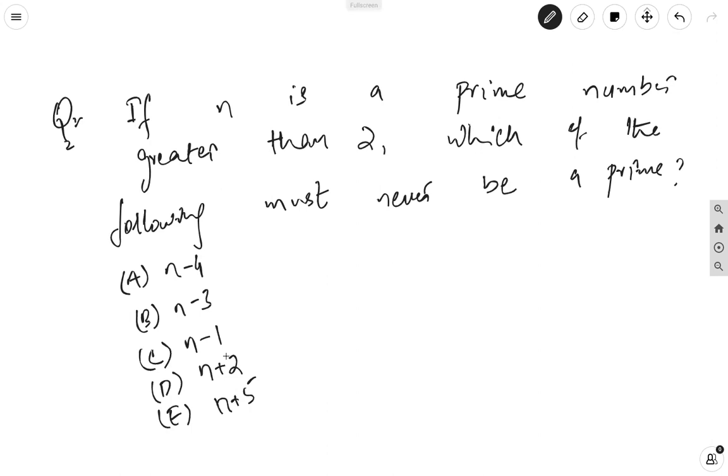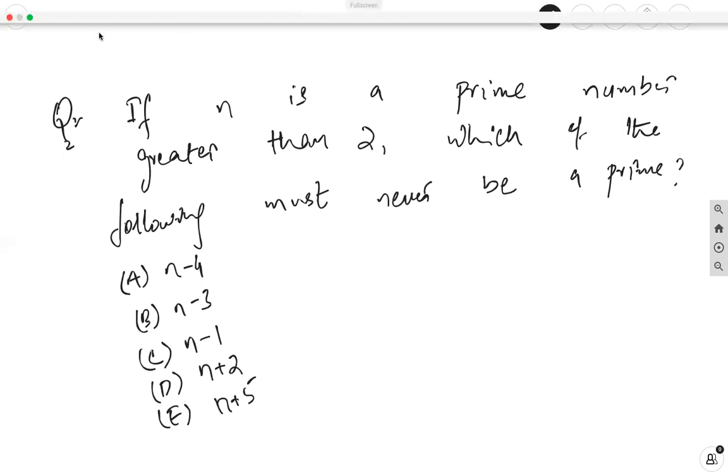I will again repeat the question: if n is a prime number greater than 2, which of the following must never be a prime? The options are n-4, n-3, n-1, n+2, n+5. You have 1.5 minutes to solve this question. Answer is C, I think. This is not as simple as you are thinking. Just quickly solve this question, then we will discuss it.